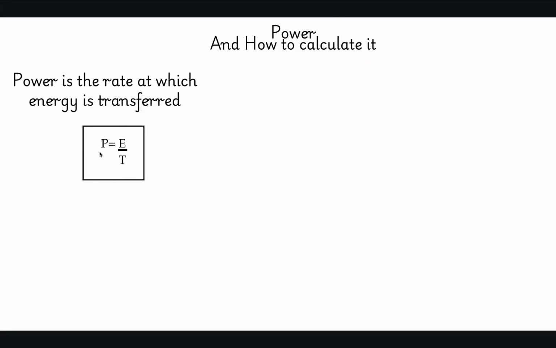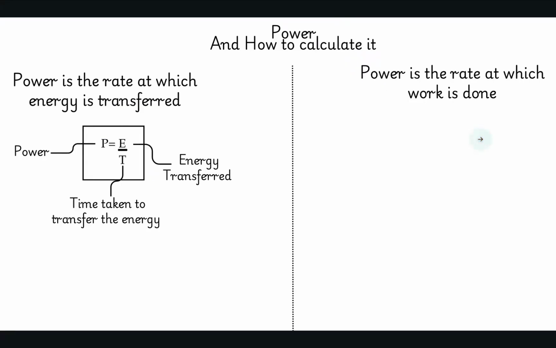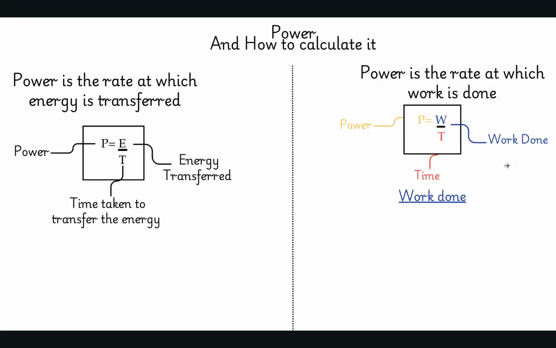Okay. And second, we're going to use this. So power is the rate at which work is done. So this is a second definition for power. And for this, we use power is equal to work done over time. So here, power is in watts. So in both cases, power is in watts. Here, work done is in joules, time is in seconds.